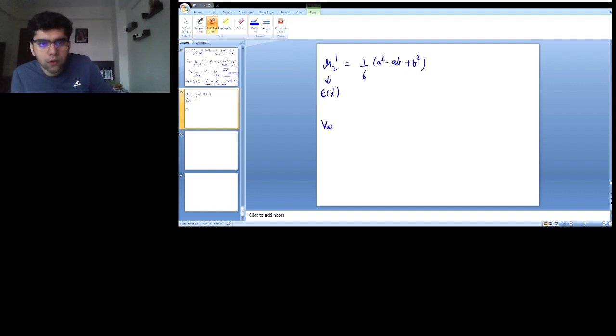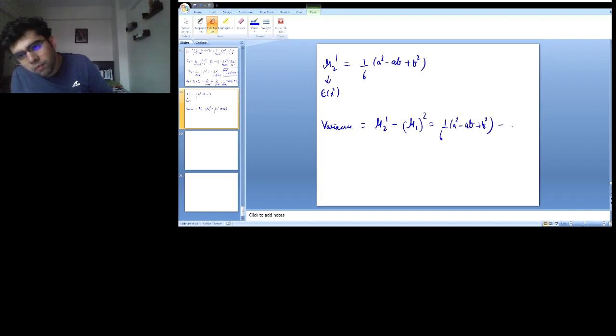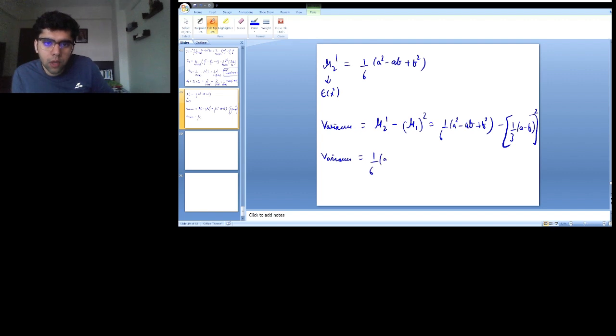Now finding the variance, which is mu2 dash minus mu1 dash whole square, which is 1 upon 6 (a square minus ab plus b square) minus the square of 1 upon 3 (a minus b). This gives me variance as 1 upon 6 (a square minus ab plus b square) minus 1 upon 9, now (a minus b) whole square, opening this, a square plus b square minus 2ab.